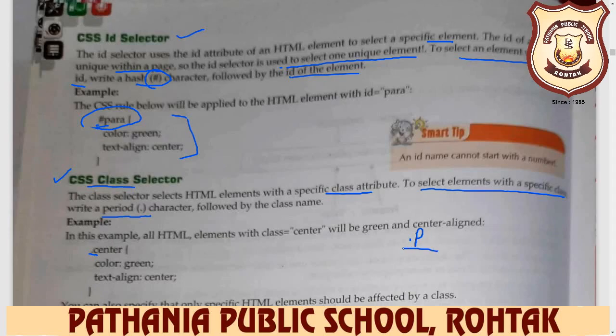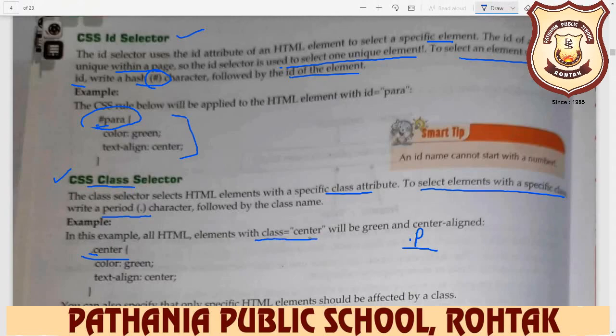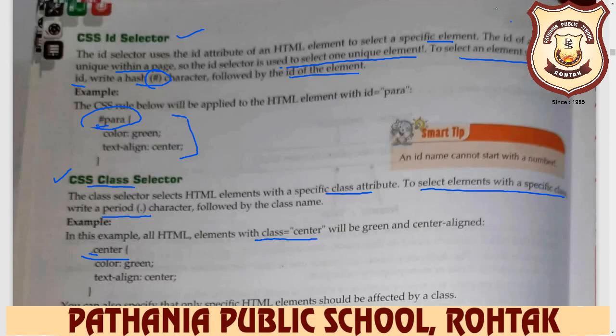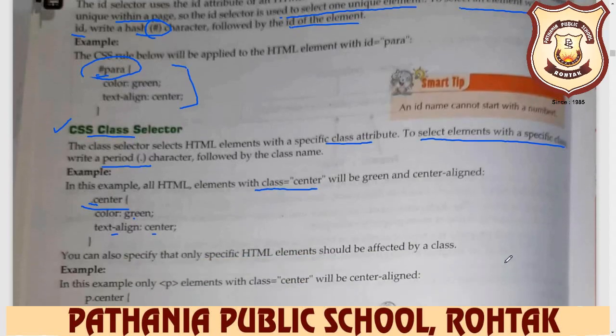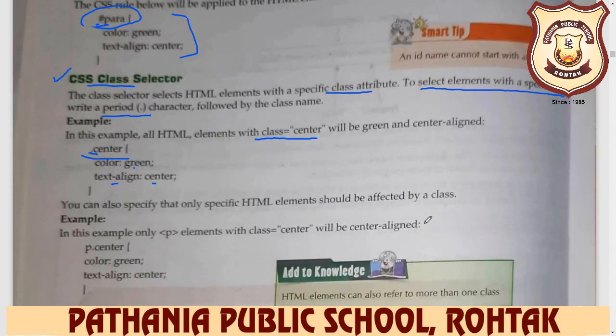Here you use center. When you write center, learn this point: in this example, all HTML elements with class center will be affected. Every element is combined with the class attribute. Now you write dot center, curly braces, then color green, text align center, so the text will be green and center aligned. You can also specify that only specific HTML elements should be affected by a class.